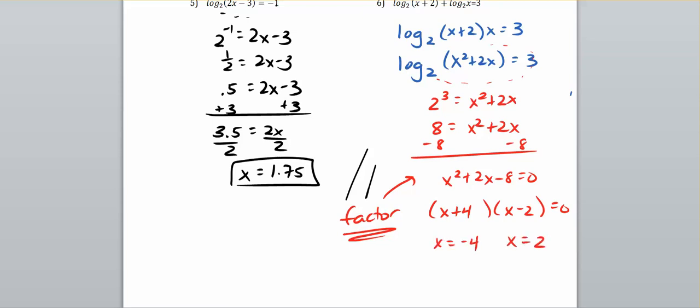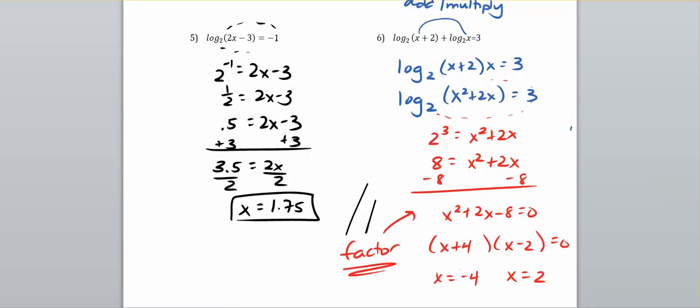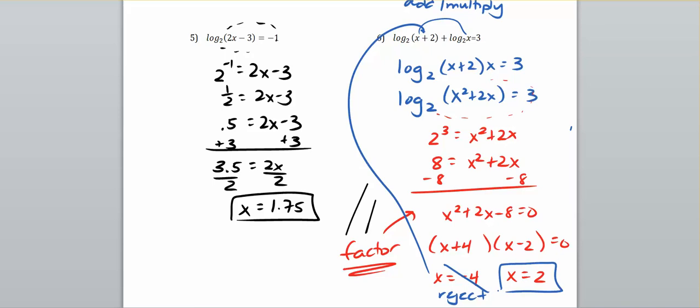Now we've mentioned this before. I cannot take log of a negative number. If I look at my original problem, if I plugged in negative 4 and put it here, it would wind up being log of negative 2. Or even if I plugged it in here, it would be log base 2 of negative 4. I can't take log of a negative. So you're going to reject this solution. If you don't believe me, you can even put on your calculator, just put like log of negative 4. You're going to get an error where you have a non-real answer. 2 will work, so that will be the one solution to your problem.